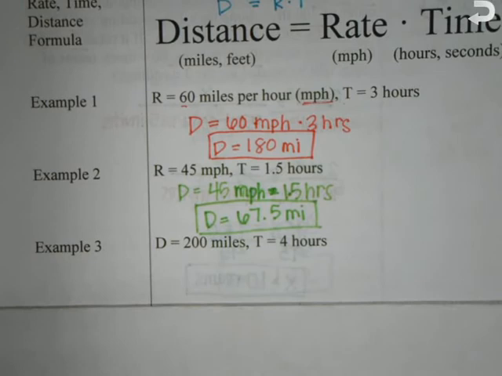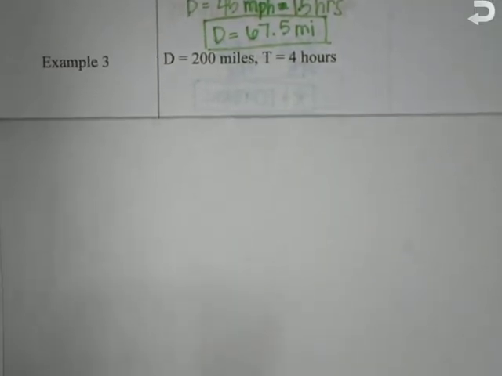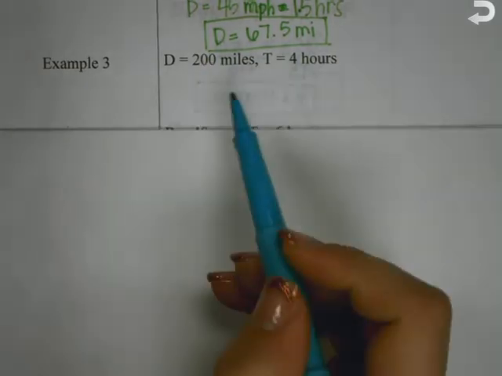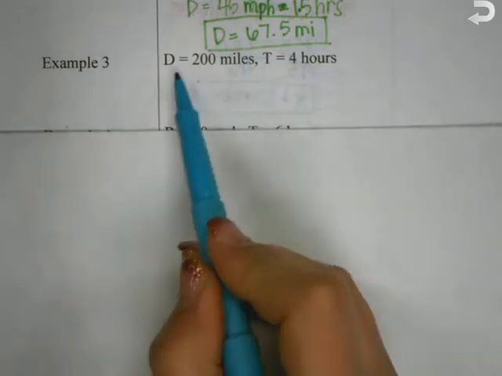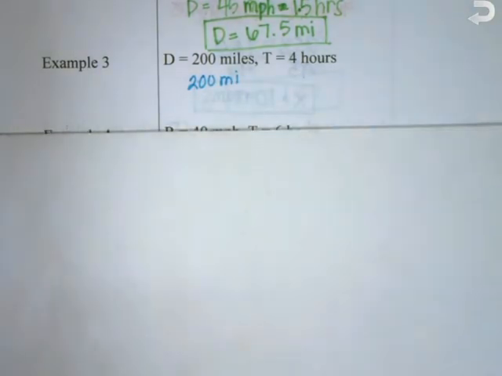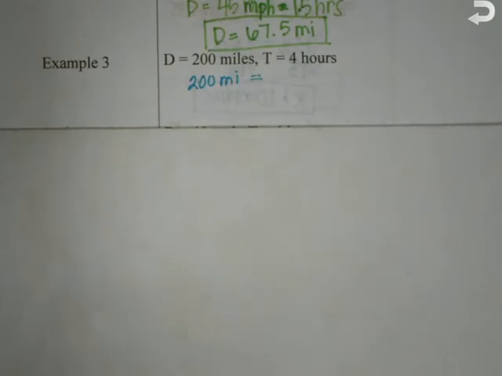Okay, D is 200 miles. And T is 4 hours. So I'm going to take both of these that I know, and I'm going to plug them into the formula. D is 200 miles, so I'm going to write 200 miles for D. But distance equals rate times time, so it's going to be 200 miles equals, do we know what the rate is? No, so we're going to just leave it as R times, and what's time? 4 hours.